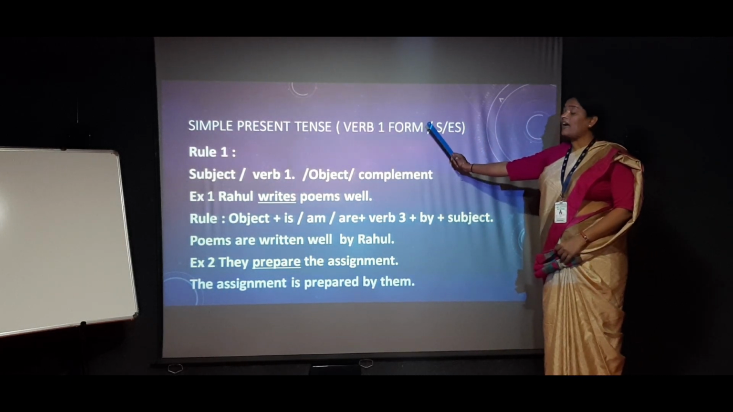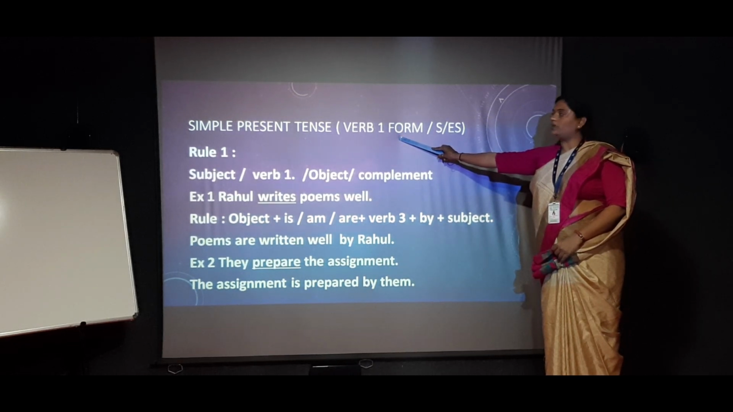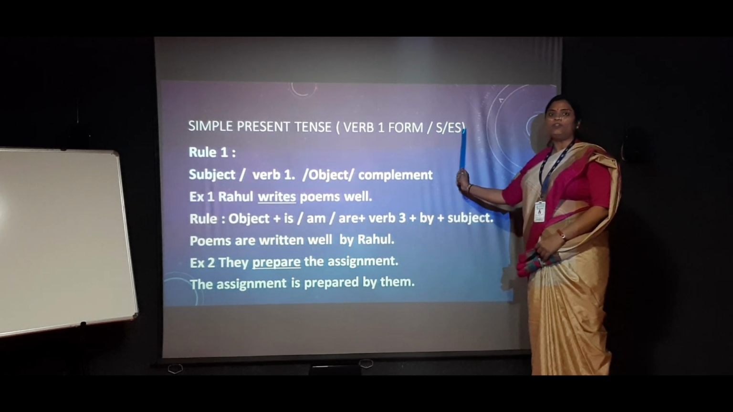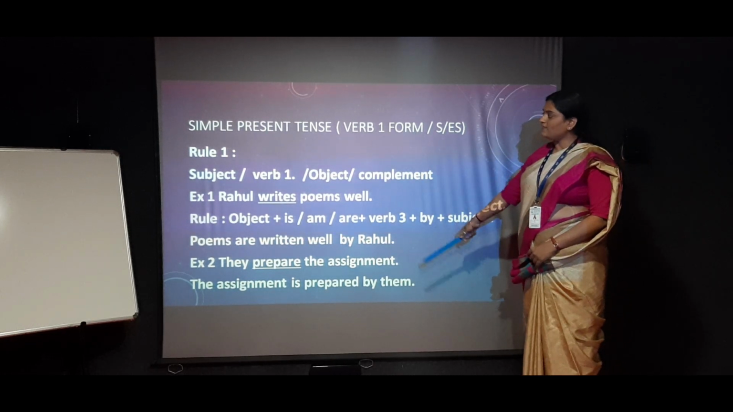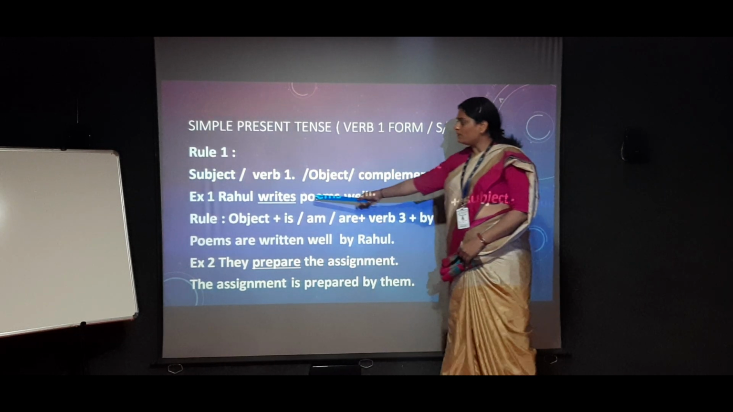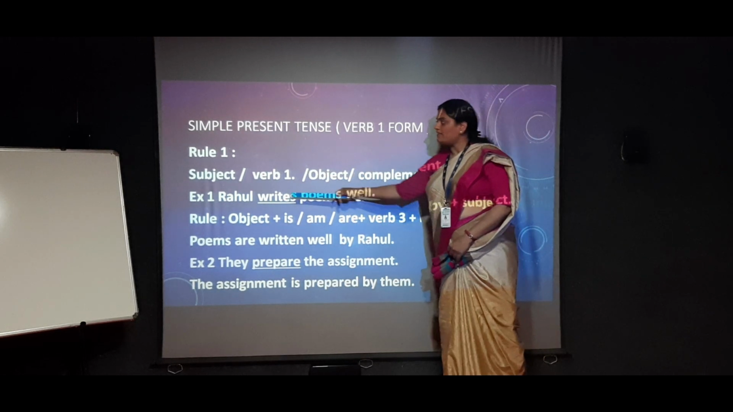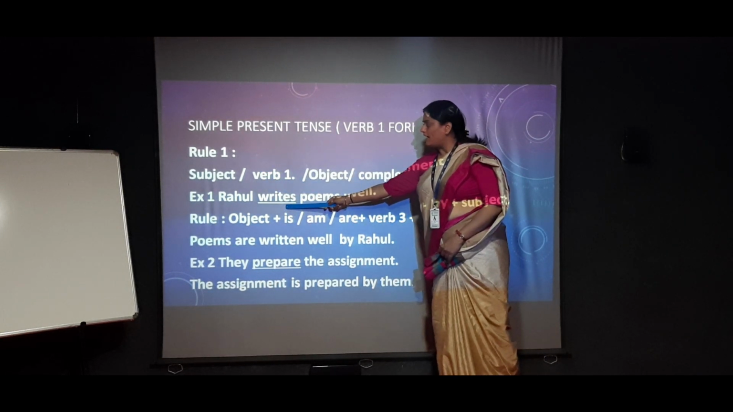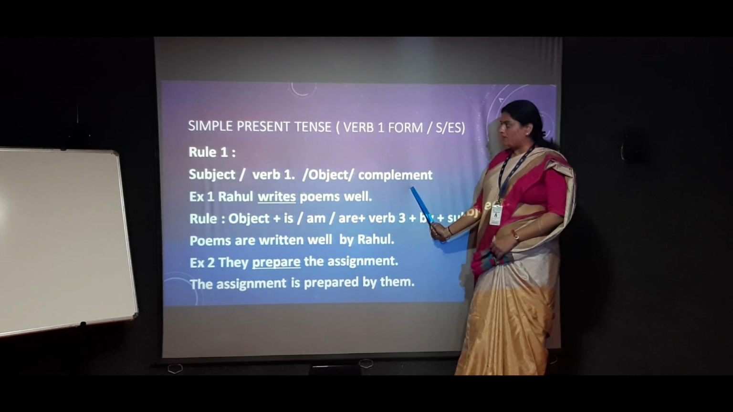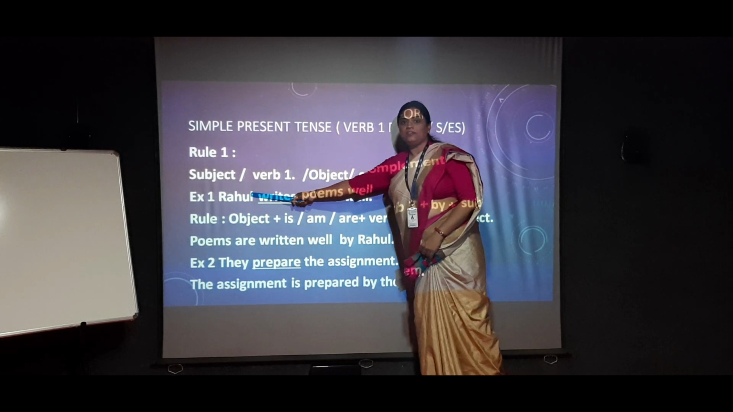You know what the identity of simple present tense is? The verb first form is used with a plural, and when the subject is singular, we add s or es with the verb. Rule 1 says, if your sentence is in simple present tense, let's take an example. Rahul writes poems well. In the sentence, Rahul is our subject, writes is our verb, poems is our object, and well is a complement. So this sentence is in active voice because our doer is Rahul.